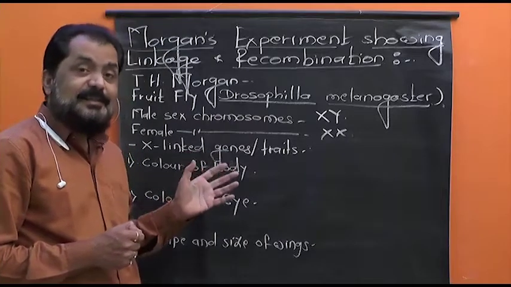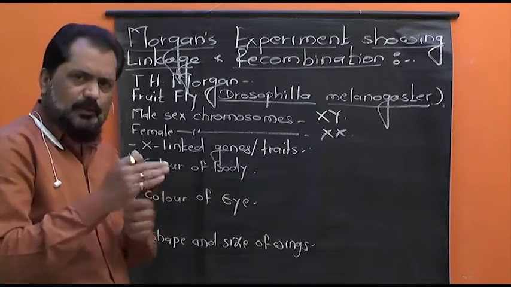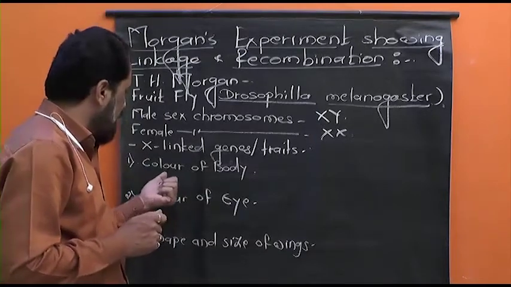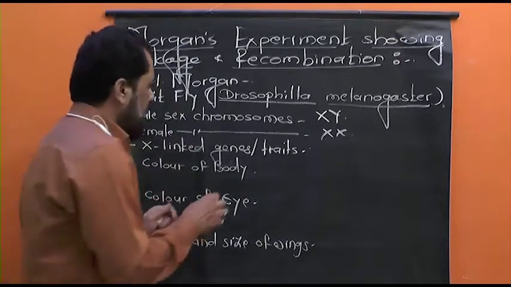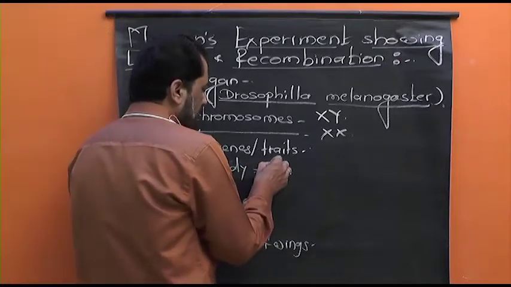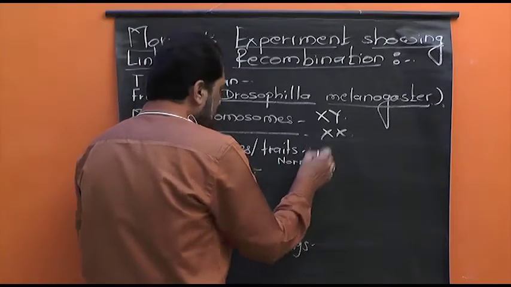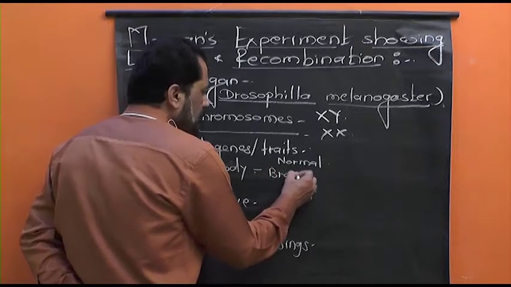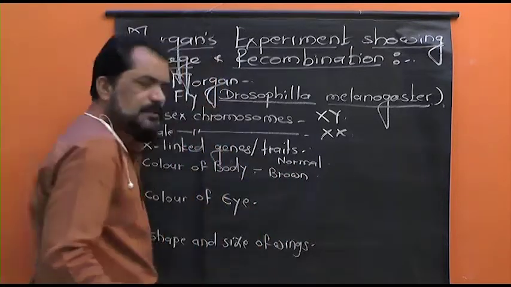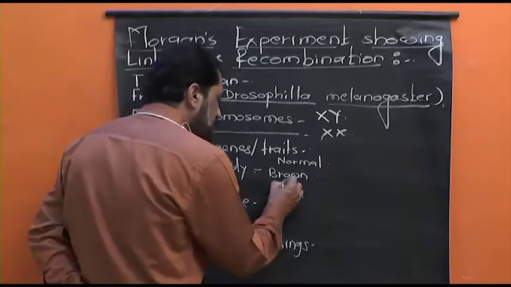Among these X-linked traits, these X-linked characters, let us talk about each one by one. First of all, let us consider the color of body. Listen, in fruit fly, the normal body color is brown and controlled by gene Y.